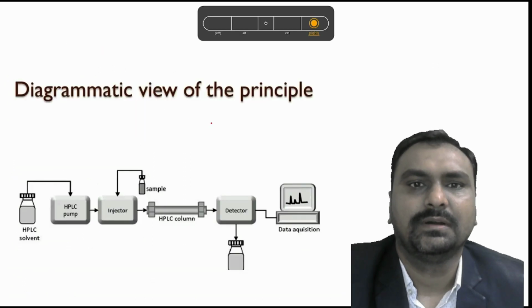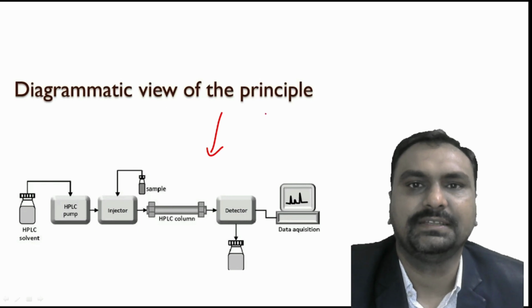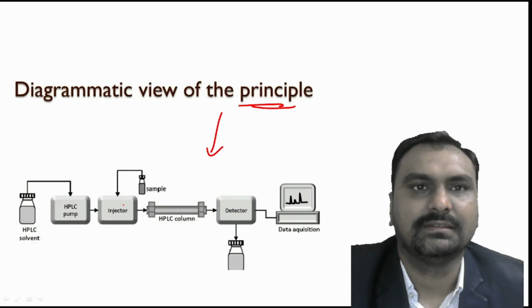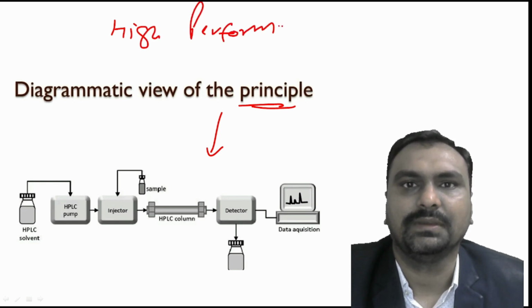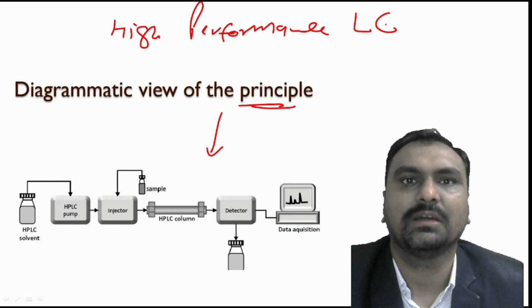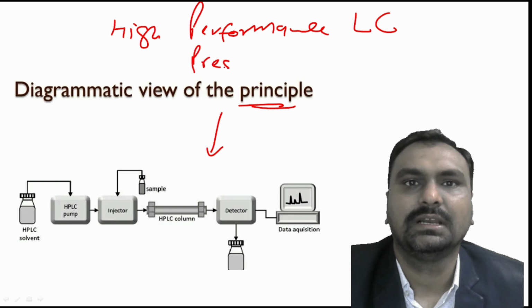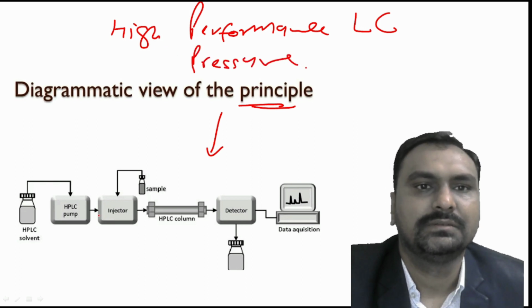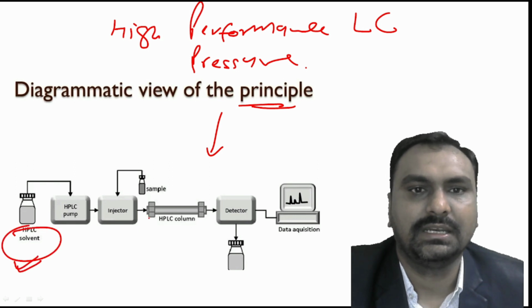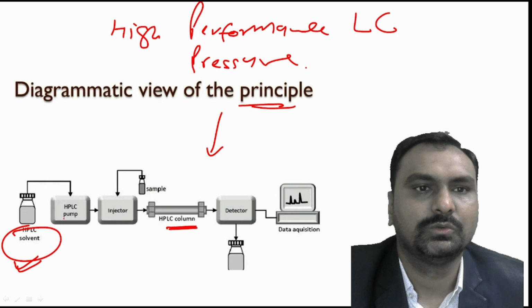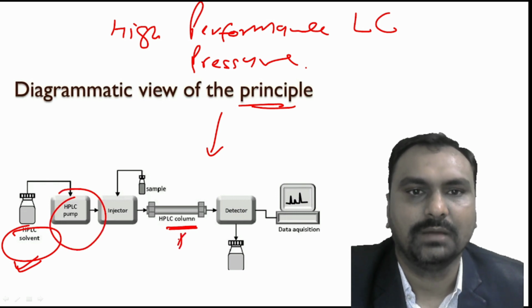Okay, this is a diagram of the HPLC principle. HPLC is high performance liquid chromatography, also called high pressure liquid chromatography. Here, the sample and the eluent buffer are injected into the HPLC column through the HPLC pump. This column is made of silica material.